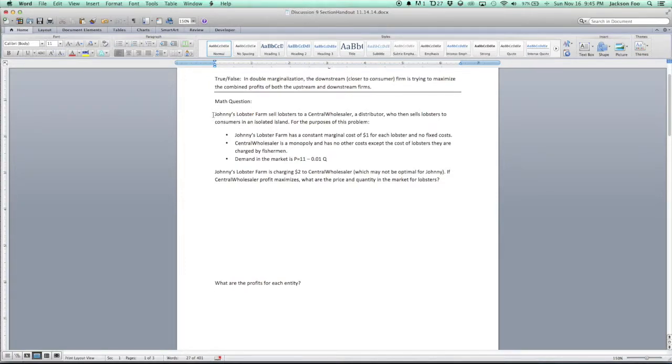So we'll jump right into the math question. We know that Johnny's Lobster Farm sells lobsters to a central wholesaler distributor, who then sells lobsters to consumers on an isolated island. What's important is that Johnny's Lobster Farm, which I will call the principal, has a constant marginal cost of $1 for each lobster and no fixed cost. The central wholesaler is a monopoly and has no other costs, important here, except the cost of the lobsters charged by the farm, which is $2 in this case. Demand in the market is P equals 11 minus 0.01Q.